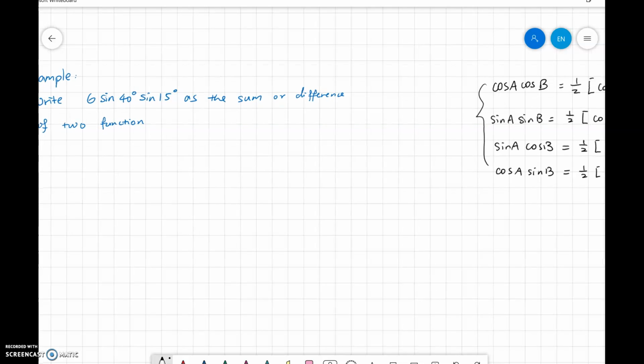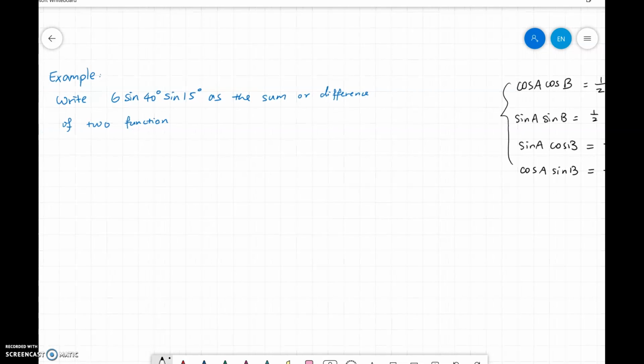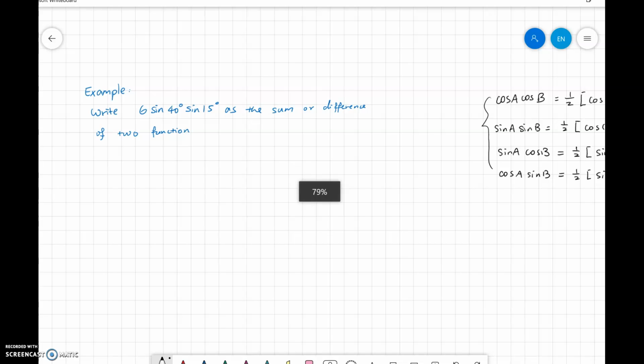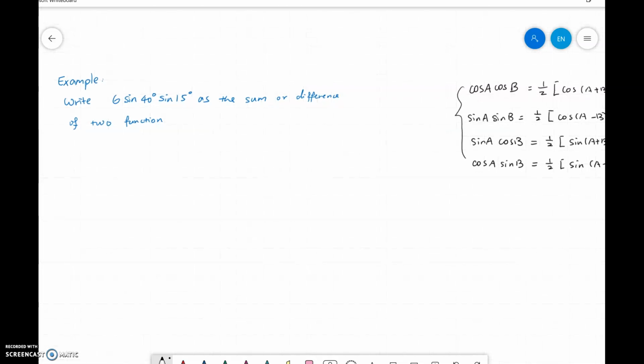Okay, so let's go back to the example we have. So the example we have is the expression 6 times sine of 40 degrees times sine of 15 degrees. I want to write it as a sum or difference of two functions.